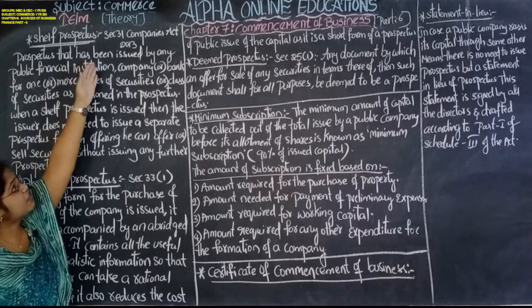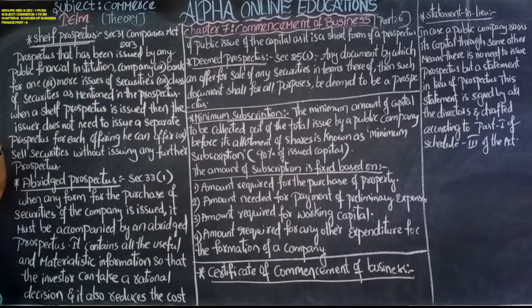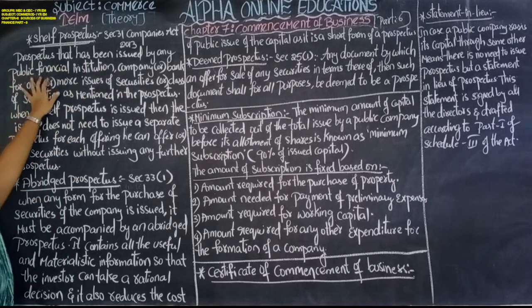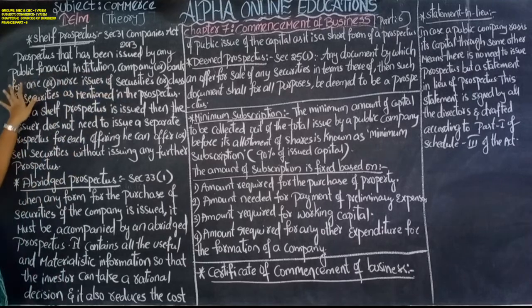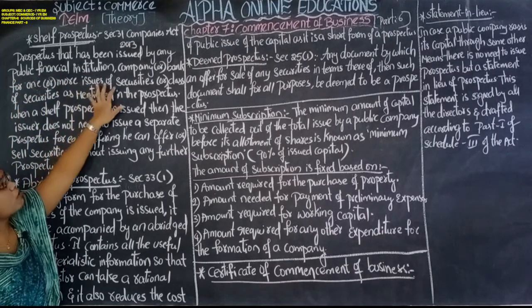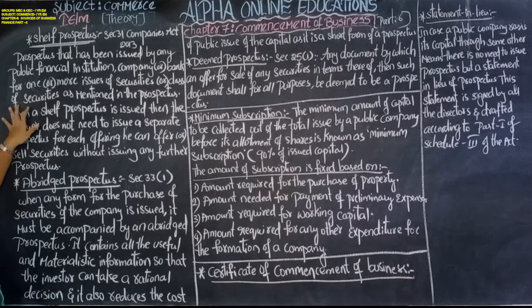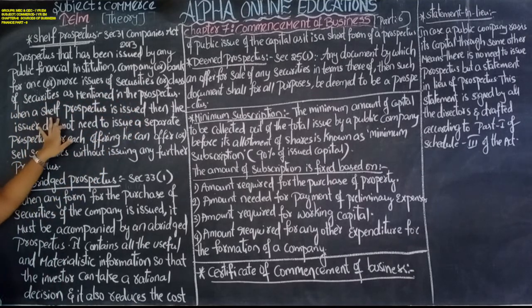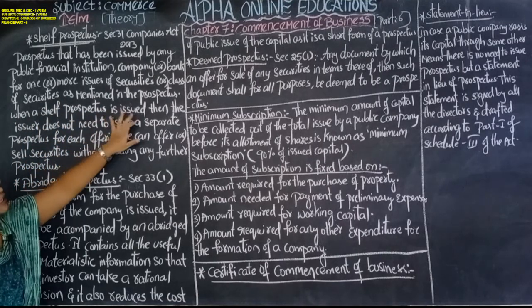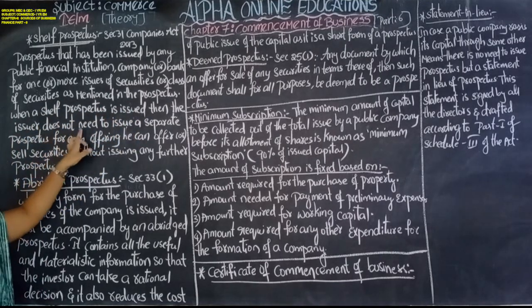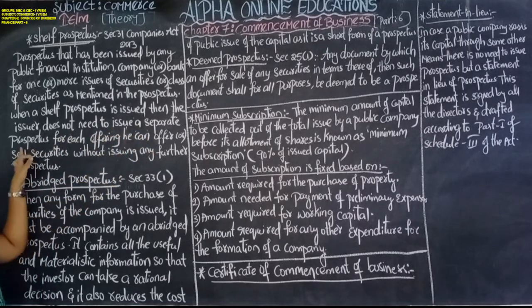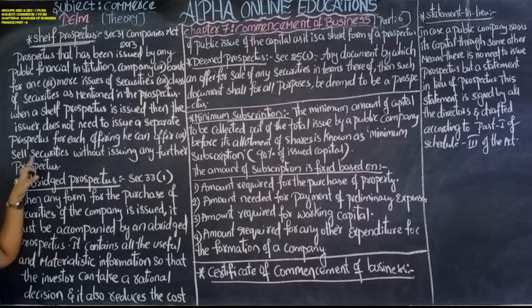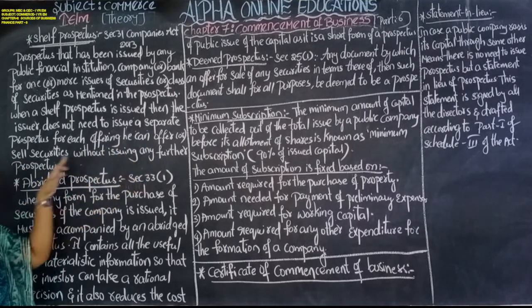Section 31 of the Companies Act 2013 defines the prospectus that has been issued by any public financial institution, company or bank for one or more issues of securities or classes of securities as mentioned in the prospectus. When a shelf prospectus is issued, the issuer does not need to issue a separate prospectus for each offering. He can offer or sell securities without issuing any further prospectus.